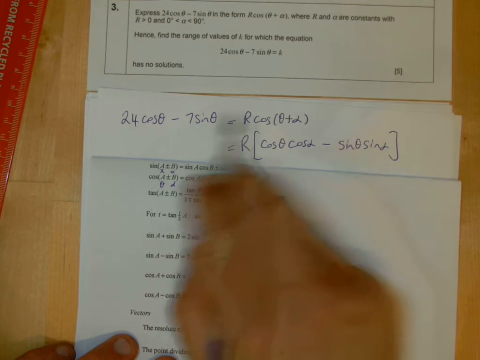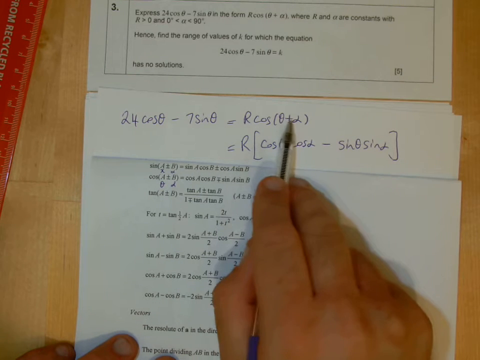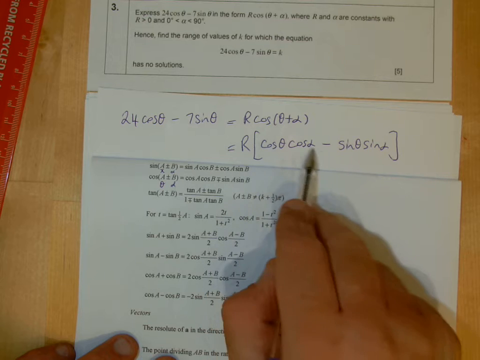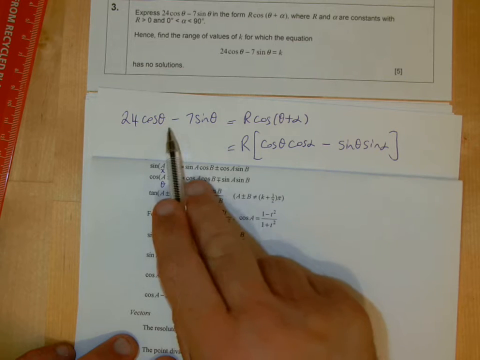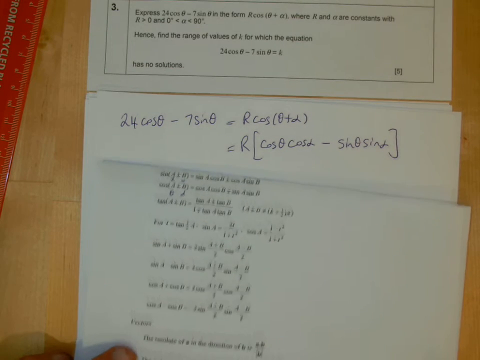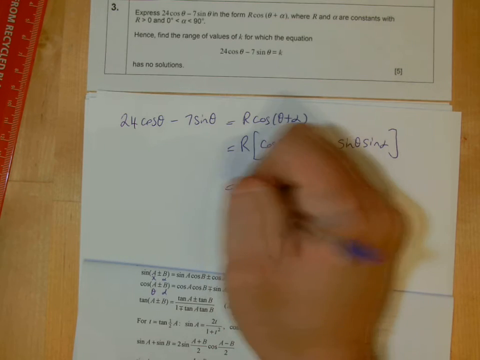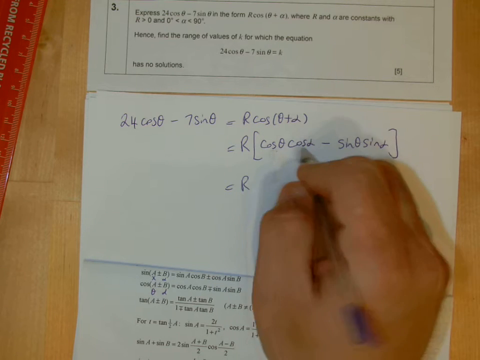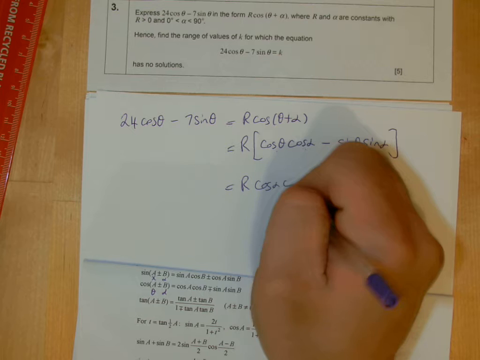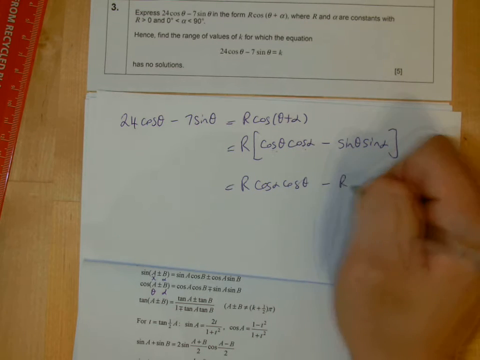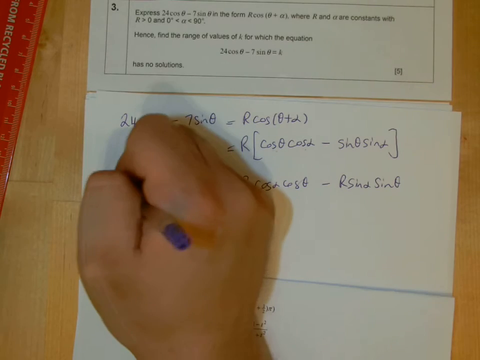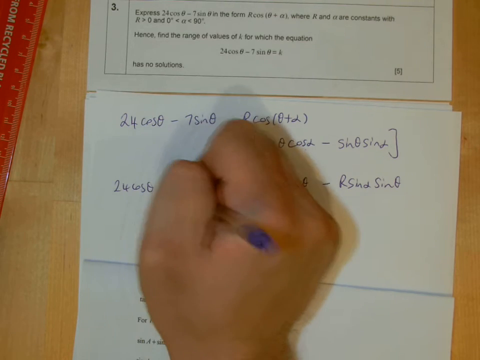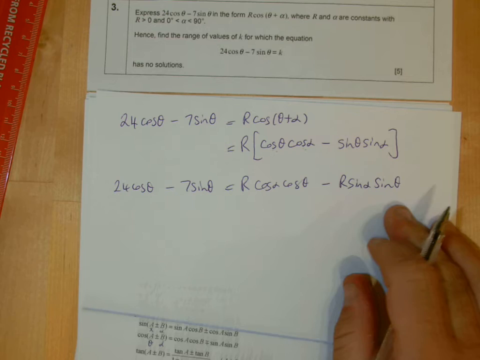Now, the reason why these are opposites here is because when you expand this, it actually has the opposite in the expansion. And we need this to be minus, don't we, to match up with that. So that's why you get that situation with cos. So when I multiply through by r, I'll be careful to swap these around. So we have r cos alpha cos theta, minus r sine alpha sine theta, and that will equal 24 cos theta minus 7 sine theta.